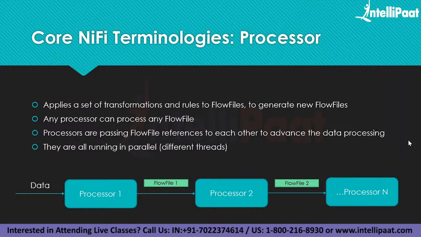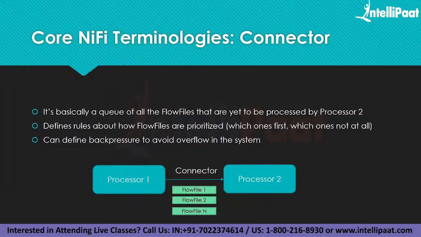So if you see the flow, you have data, and it is called a flow file the moment it gets into your NiFi. So processor 1 gets flow file 1, gives you flow file 2 after some transformations, then it goes to n number of different processors based on the data flow that you have. I'm sure you understand that. So any processor can process any flow file. We have a set of different processors, of course, and we'll discuss them now.